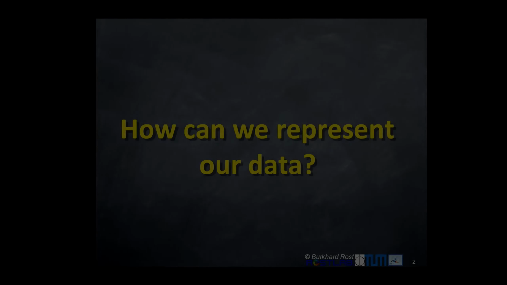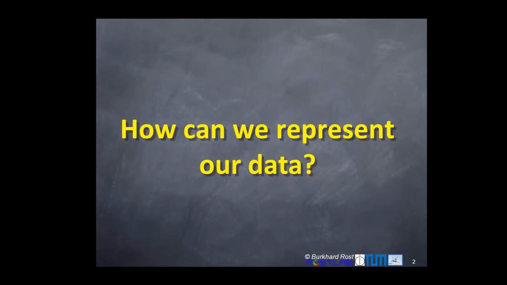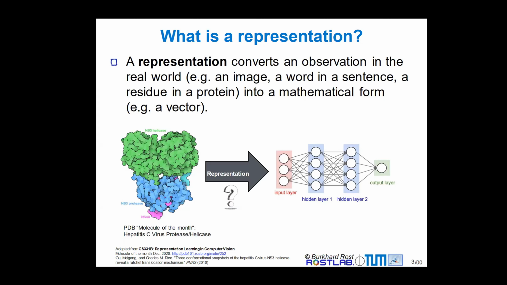Okay, so then let's just dive right into the lecture. This will be a very short recap of representation learning in general, because this will be the foundation. This will be the input that we will then use later on to predict secondary structure using CNNs, for example. But first of all, how can we actually represent our data, and what does this actually mean, represent our data?